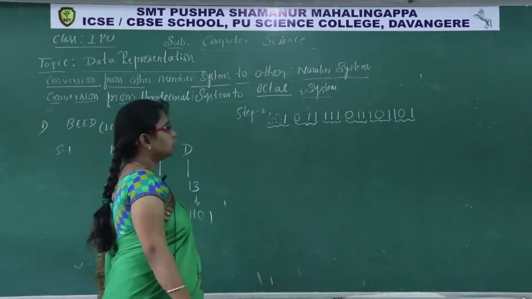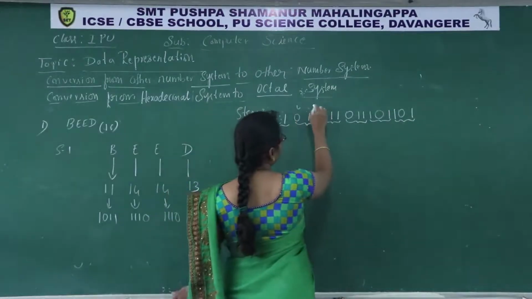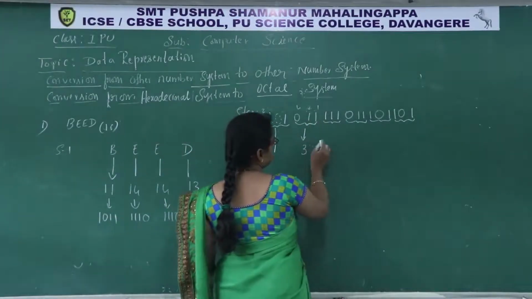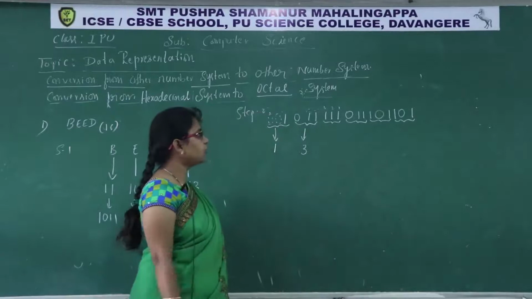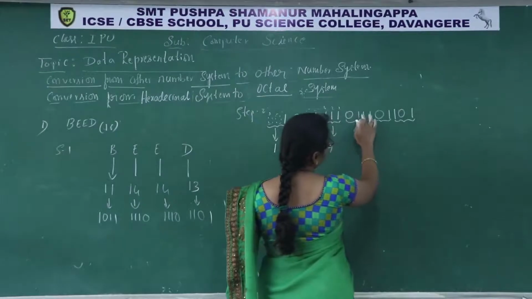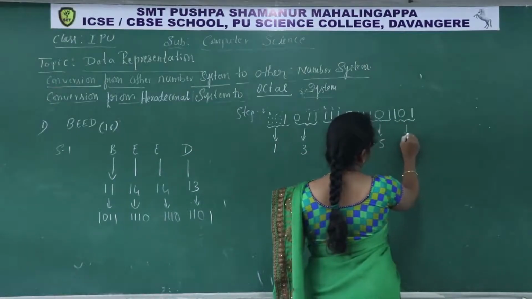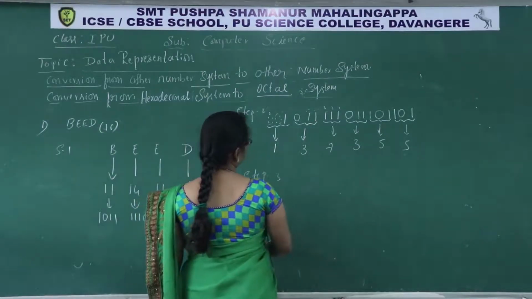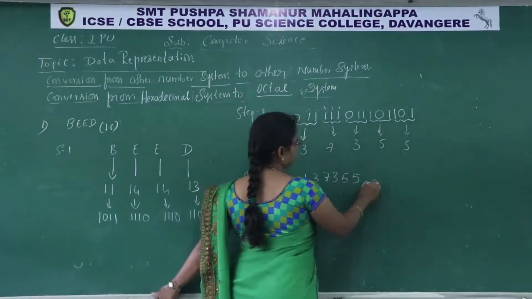Now let us write the octal equivalent of these bits. Weights 4, 2, 1. 2 plus 1 is 3, so the value is 3. Here 4, 2, 1: 4 plus 2 is 6, 6 plus 1 is 7. Here 4, 2, 1: 2 plus 1 is 3. This is 4, 2, 1: 4 and 1 is 5. Here also 5. In step 3 we write the answer: 137355 base 8.